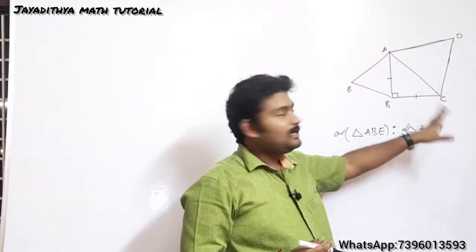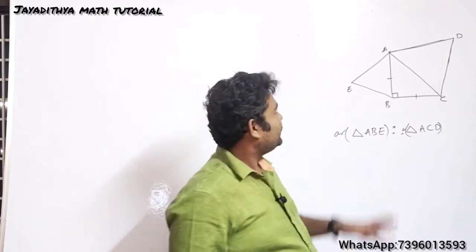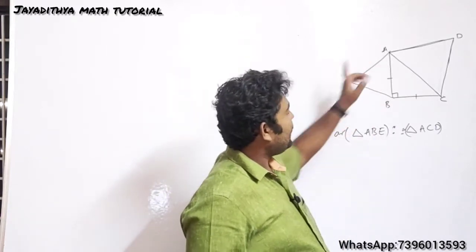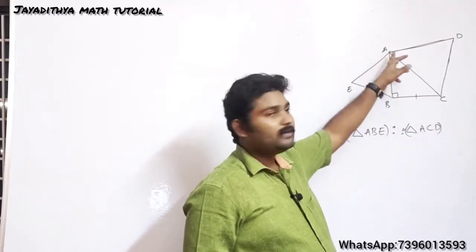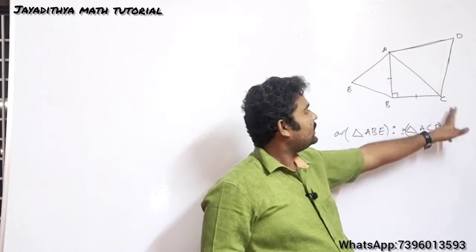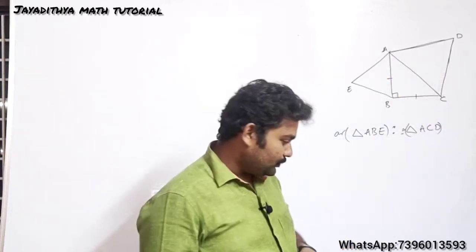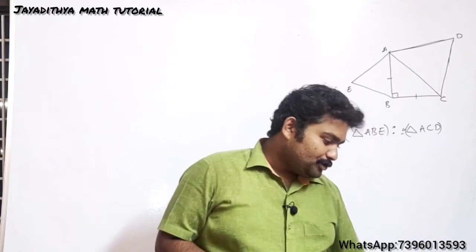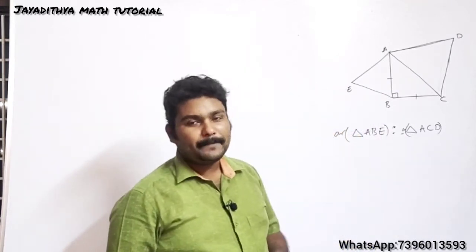ABC is a right-angled isosceles triangle, right angle at B, and there are two similar triangles constructed on AB and AC. On AB, ABE is constructed, and on AC, ACD is constructed. So what we need to find out here? Find the ratio between the areas of the triangles ABE and ACD. You should find the ratio of the areas.